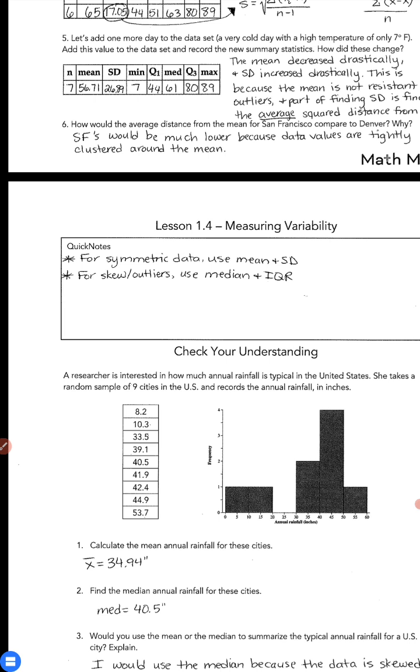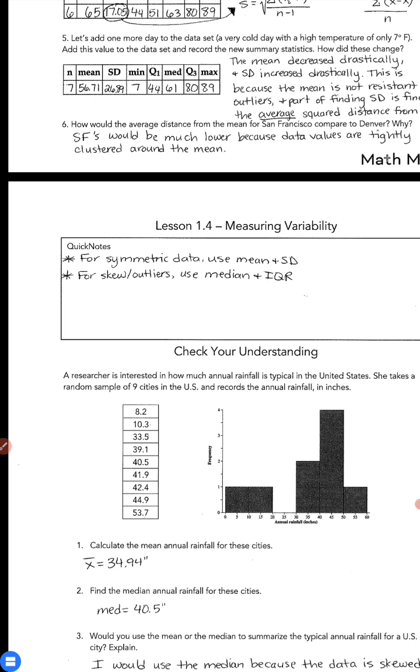For data distributions that are skewed or that have outliers, we use the median because the median is not heavily impacted by outliers. And then instead of using standard deviation, we use something called IQR, and I haven't taught you that yet.